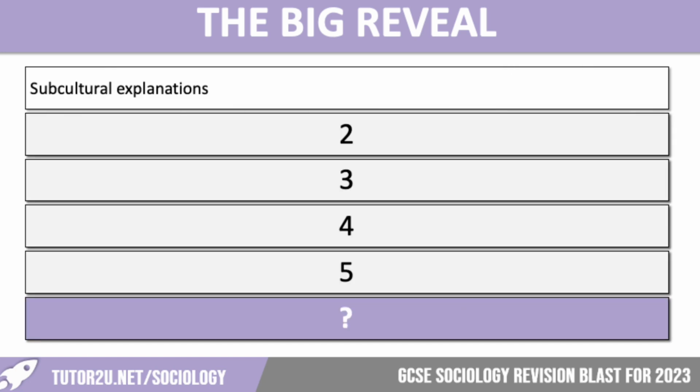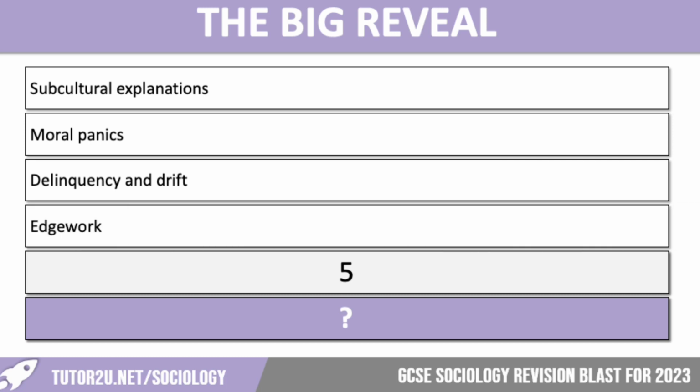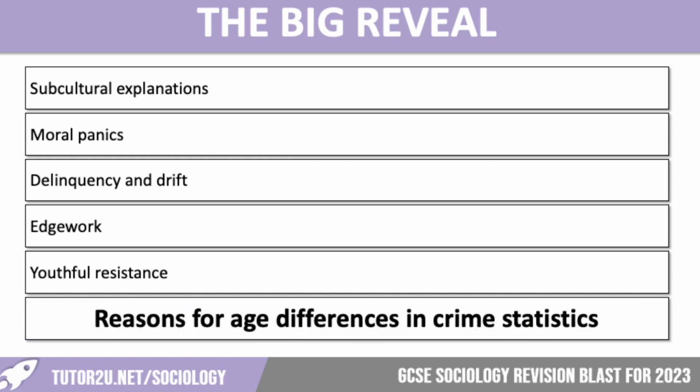So our first clue is subcultural explanations. Our second clue, moral panics. 3 is delinquency and drift. We've then got edge work. And then finally, youthful resistance. So what could we be talking about with this one? Subcultural explanations, moral panics, delinquency and drift, edge work, and youthful resistance. Let's reveal the answer. It is the reasons for age differences in crime statistics. So well done if you got those 3 big reveals correct.